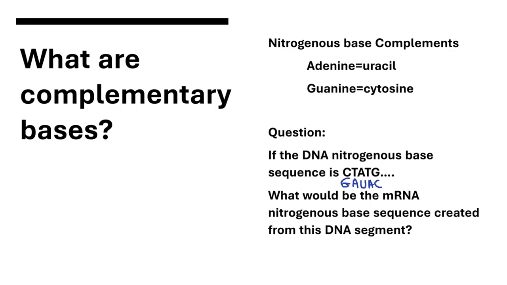Once again, wherever there is a thymine, you would have adenine across. If there's adenine, you would have uracil across from it.